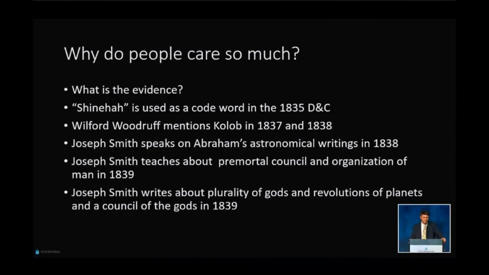So all of this is before 1842, right? Joseph Smith teaches about premortal council and the organization of man in 1839, which is something that's in the Book of Abraham text. Joseph Smith writes about the plurality of gods and revolutions of planets in a council of the gods in 1839, all of which is in the Book of Abraham text.